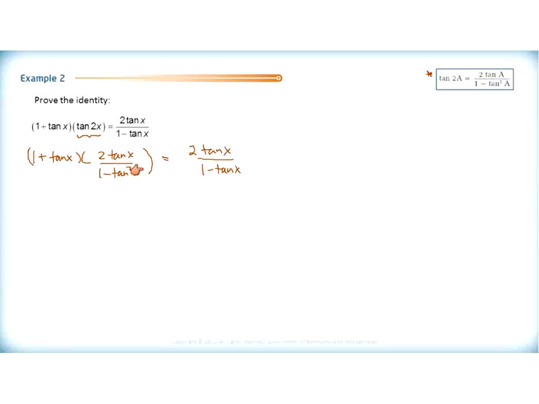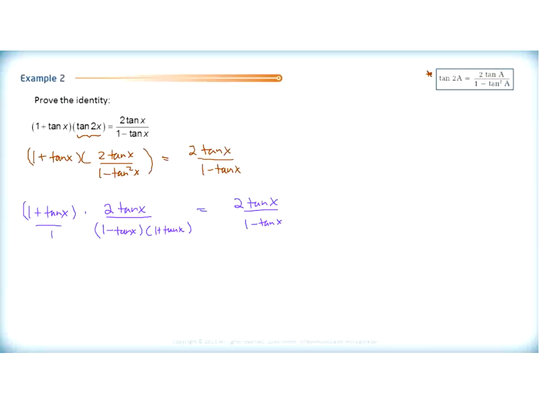and I've got to be left with a 1 minus tan x. Well, if you recognize this as the difference of two squares, I think it's pretty easy from here. 1 minus tan squared can factor. I've got 1 plus tan x times, leave the 2 tan x as it is because we already have that on the right side. 1 minus tan squared is 1 minus tan x times 1 plus tan x, and that's got to equal 2 tan x over 1 minus tan x.